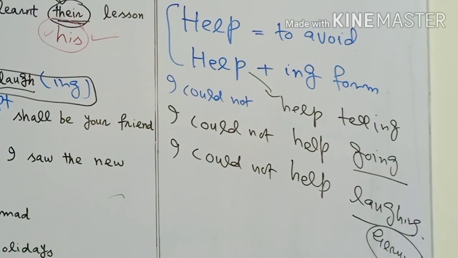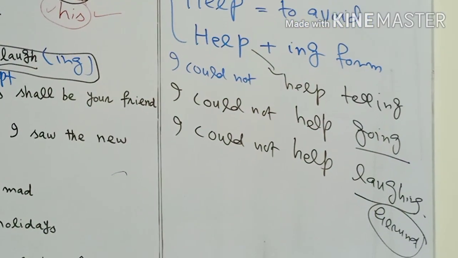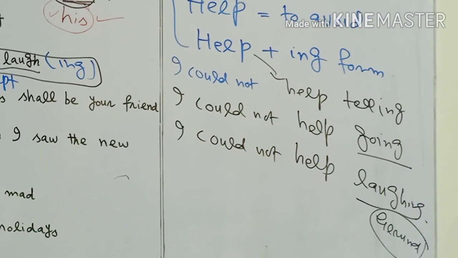I could not help. So we say, why did you meet him? We say, yeah, actually he is such a nice fellow and he has been a friend of mine, so I could not help meeting.